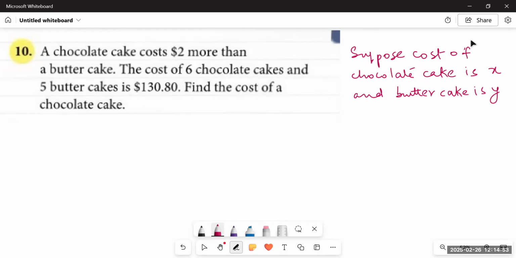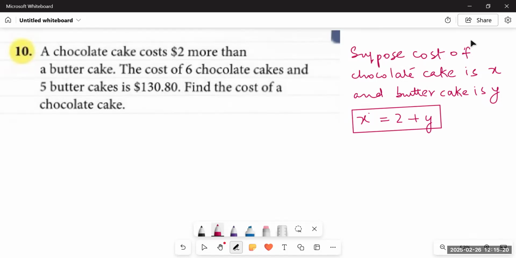So we can say that if a chocolate cake, that is X, is 2 more, means 2 plus butter cake, means Y. This is the statement that we have to make. If the chocolate cake costs $2 more than a butter cake, let's say if the butter cake is $10, then the chocolate cake would be 10 plus 2, $12.